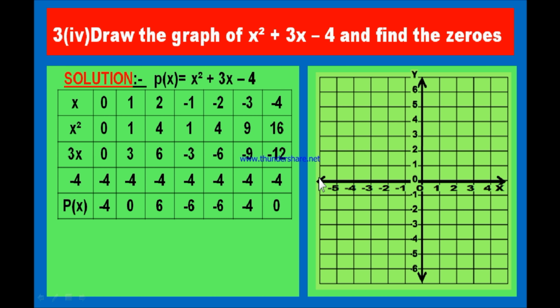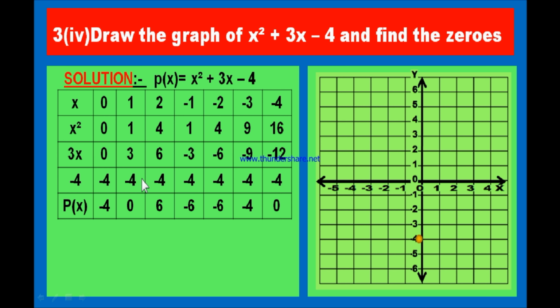Therefore, you need not take 1 centimeter is equal to 2 units, and it is enough if you take 1 centimeter is equal to 1 unit. Now let us represent these points on the graph sheet. The first point is 0, minus 4. x is 0 and y is minus 4, this is the point. Yes, this is the point.